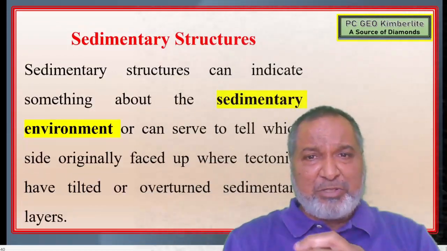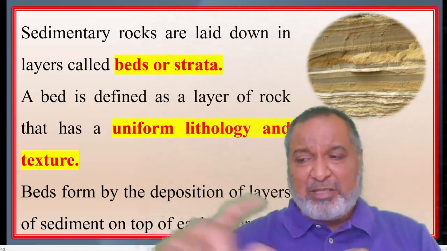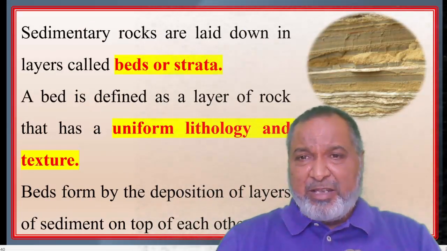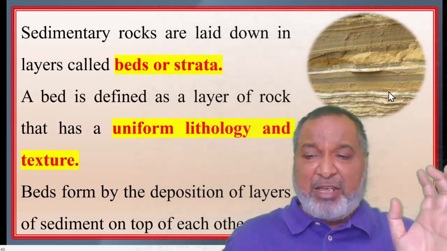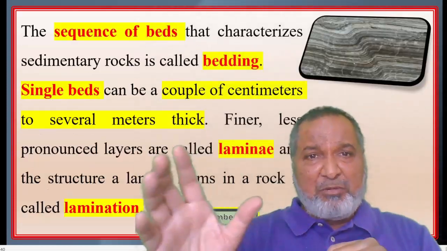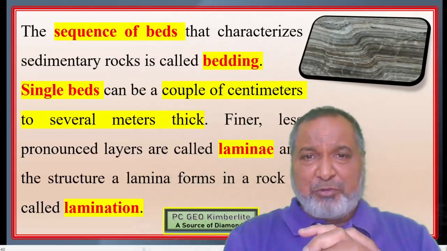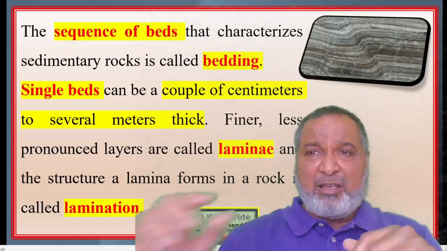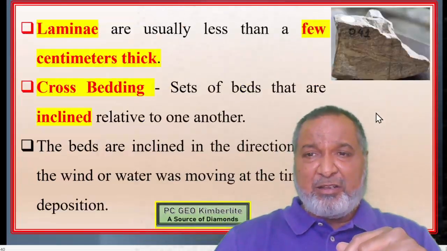The structures we are going to see now, the sedimentary structures, give you the environment. There is a layering: horizontal beds, one above the other. So bedding is there, uniform bedding, layering is there. They are in sequence, one above another. If the thickness is less than a few centimeters, then that is the lamina or lamination. Here we have seen the lamination very clearly.